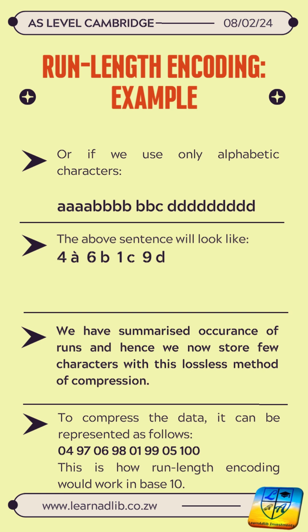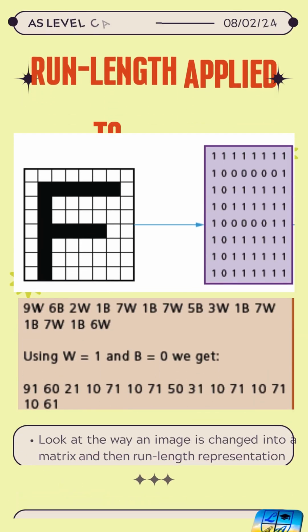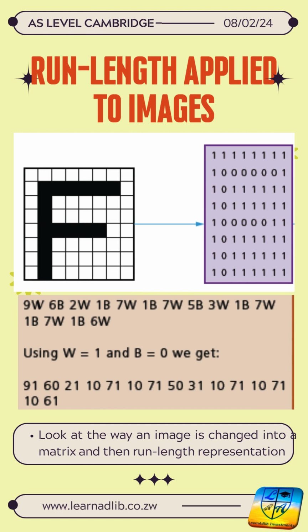So look, let us go to the next slide where you can see a picture or an image being represented. Right? Look at the way we've represented an image there. Our F. F has been represented through, look, F is a matrix there. F is a matrix of pixels.